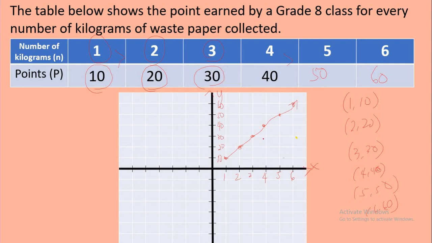Okay. Pataas yung ating graph. So, ibig sabihin, habang lumalaki yung kilogram niya, lumalaki rin ang points na na-earn ng mga grade 8. So, kung mapapansin nyo, pagka nakita nyo ang table nyo na ito ay puro pataas, yung baba, puro pataas din, ibig sabihin, yun ay directly proportional. So, yan ay direct variation.